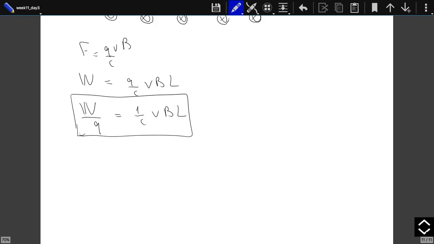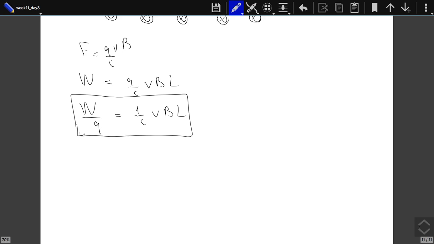So first of all, as your friend points out, we have to change this definition, this result, the W over Q. Yes, it is 1 over c V B L in one reference frame, but we should somehow modify it so that it will be valid in an arbitrary reference frame.